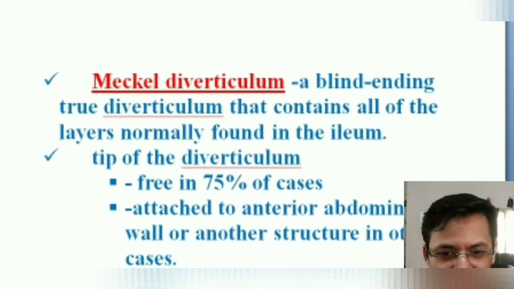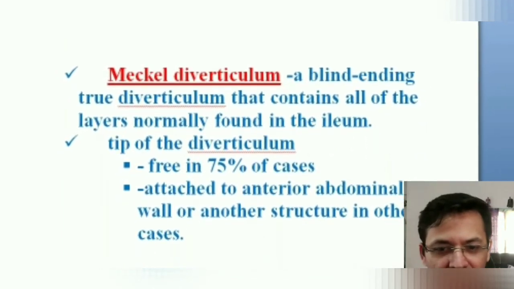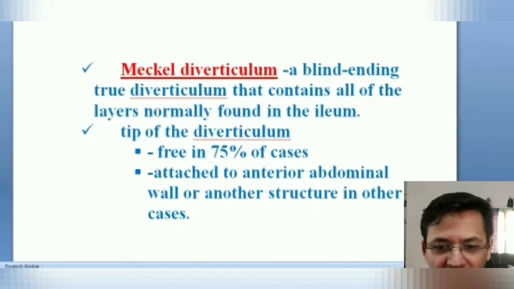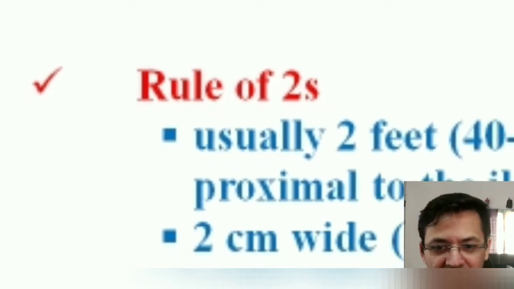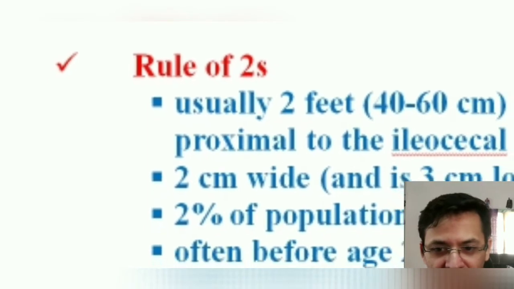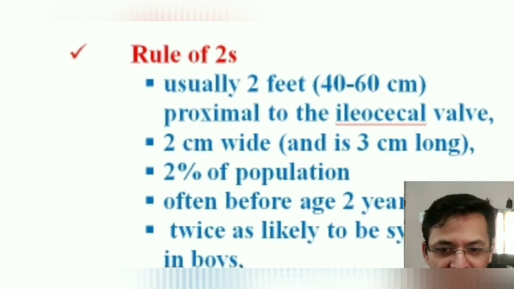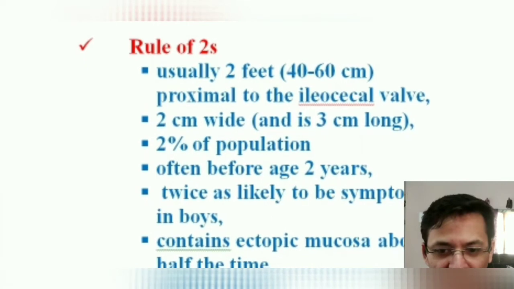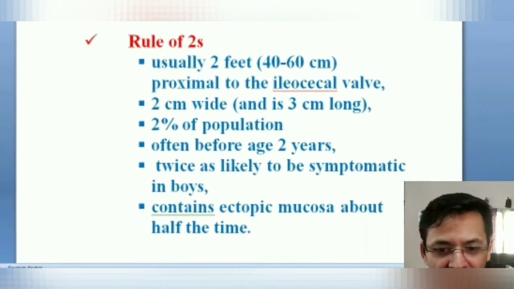Meckel's diverticulum is a blind-ending diverticulum that contains all of the layers normally found in the ileum. The tip of the diverticulum is free in 75% of cases, while attached to the anterior abdominal wall or another structure in other cases. The rule of 2 we can consider here: usually 2 feet location, that is 40 to 60 centimeters proximal to the ileocecal valve, then 2 centimeters wide, 2% of the population, often symptomatic before age of 2 years, twice as likely to be symptomatic in boys, and containing ectopic mucosa about half the time.